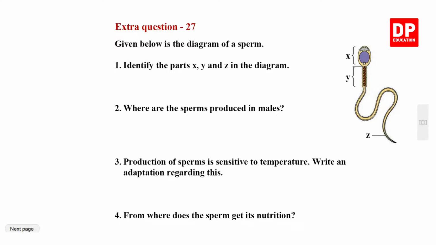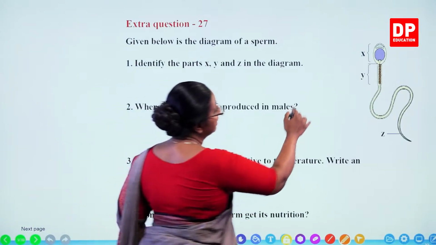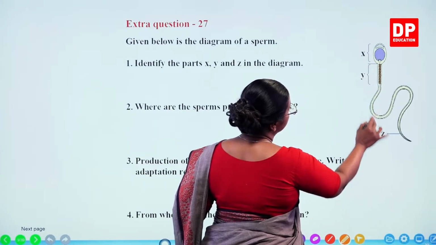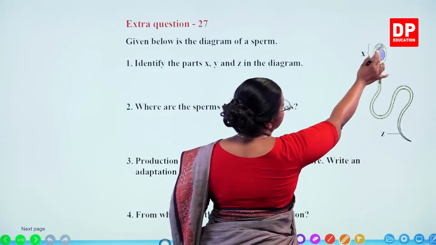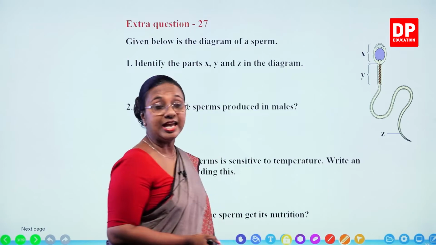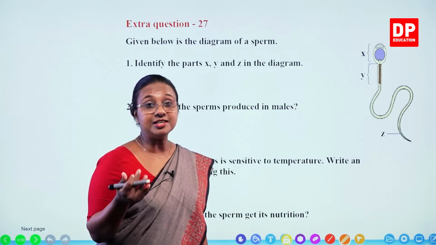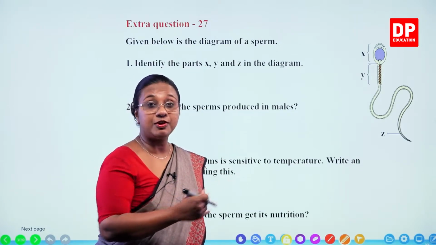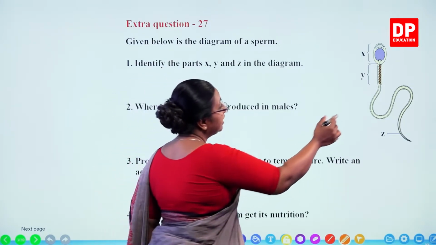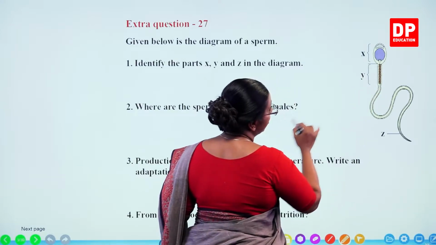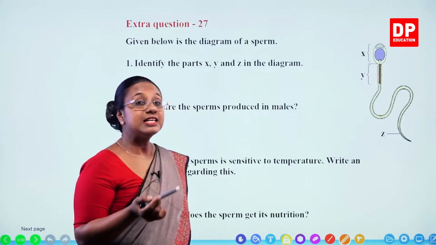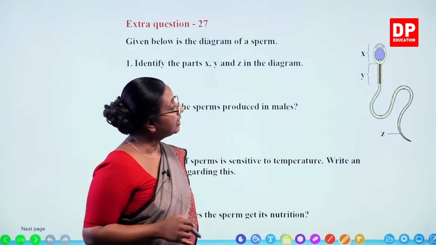Extra question 27. Given below is the diagram of a sperm. So, here you can see it is the sperm and you can see all the parts of the sperm. You all know those parts. What is X? You know it is the head, and inside the head there is the nucleus that contains the chromosomes, the information needed for the new offspring. Then here we have structure Y, that is the body. In between the head and the body there is the neck, and inside the body the spiral-like structure.